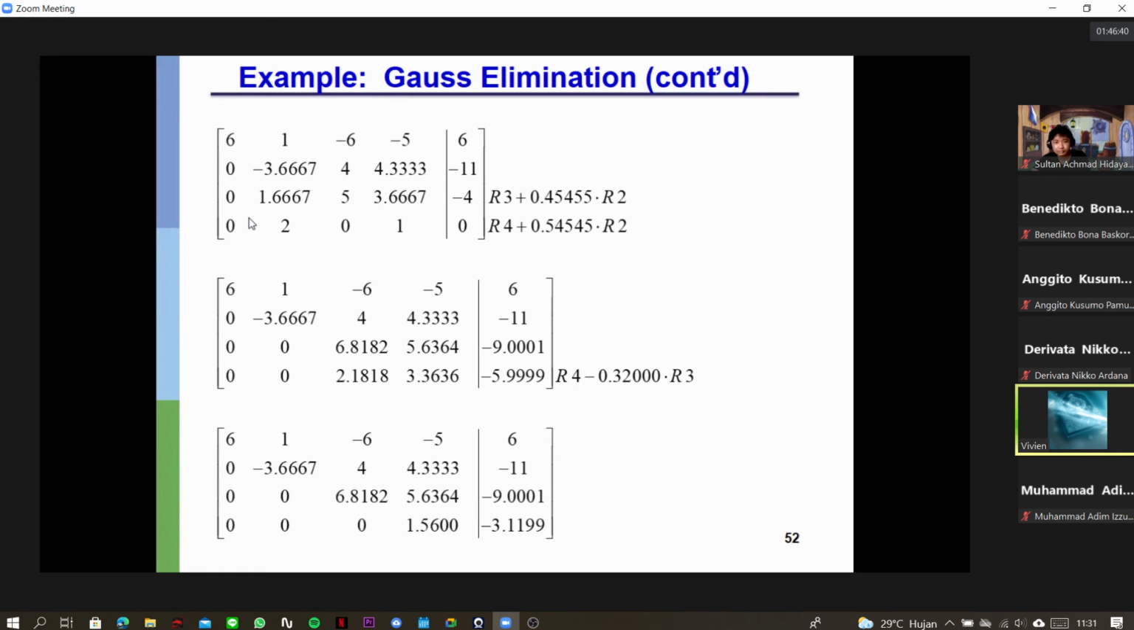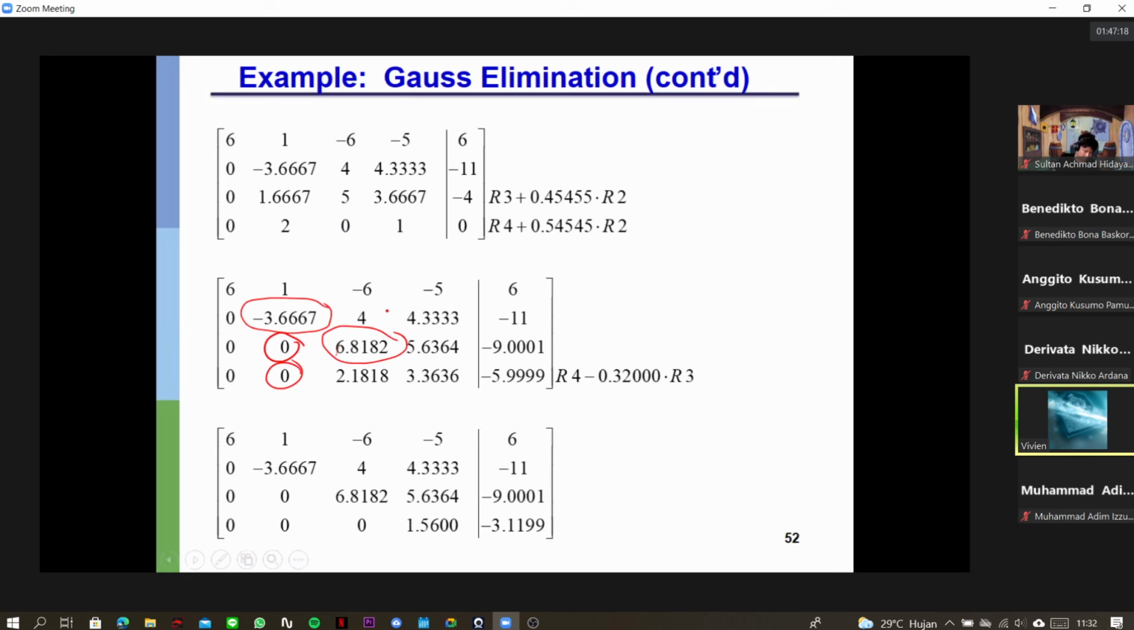Now we will return to Gaussian elimination, in which we now have zero below the second pivot. Now, when we finish that, we continue to the third column, and then we search for the maximum value again. So we search for the maximum value, so that here we have the values 6.8 and 2.1. So the largest value will be 6.8.